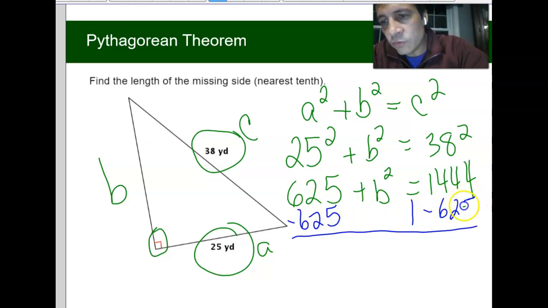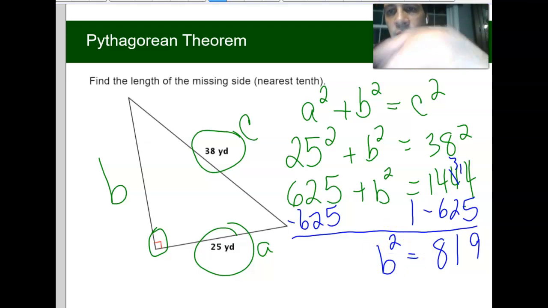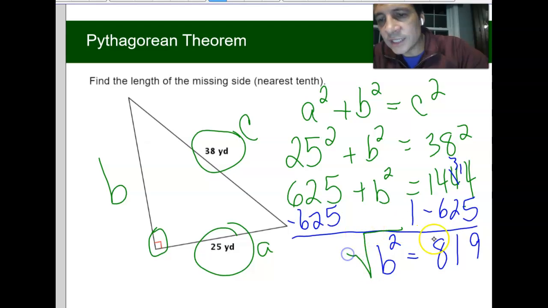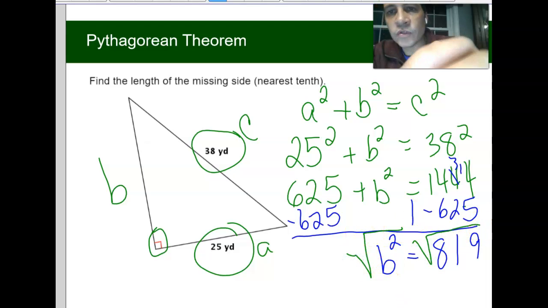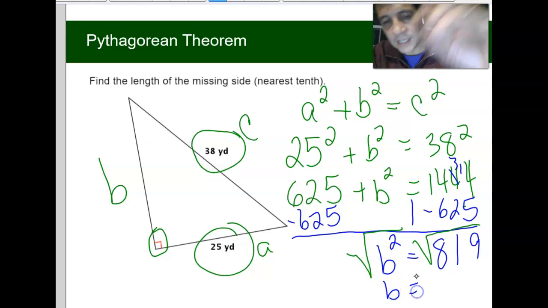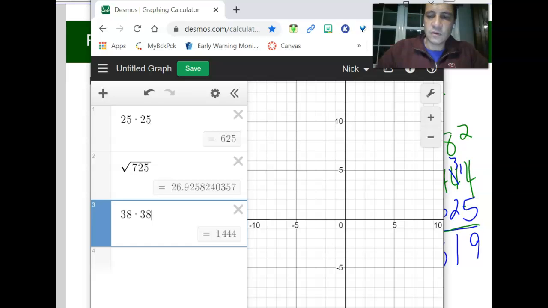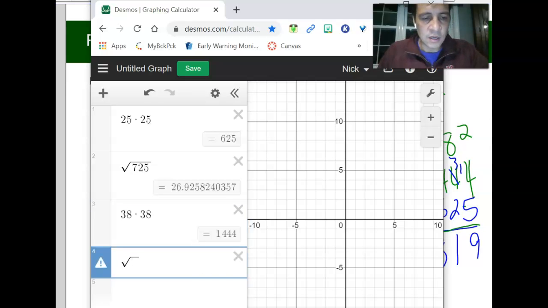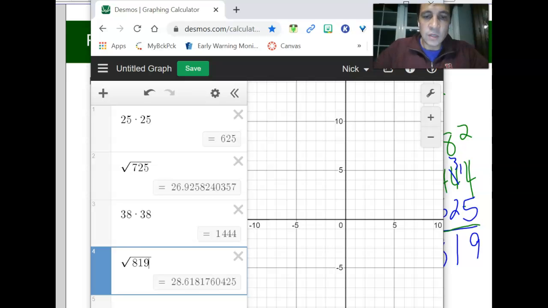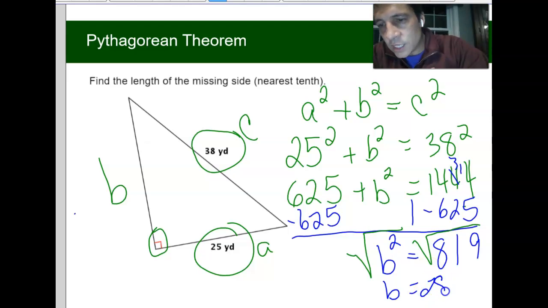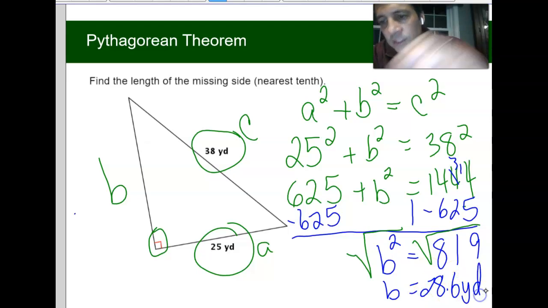So 1444 minus 625. Well, it's 9 there. 3 minus 2 is 1. And 14 minus 6 is 8. So I get 819 is equal to B squared. Let's take the square root of both sides because I want to find out what B is. The square root of B squared is just B. And again, I need to use my calculator to figure out what is the square root of 819. 28.6 if I round that to the nearest tenth. So this is going to be 28.6 yards.